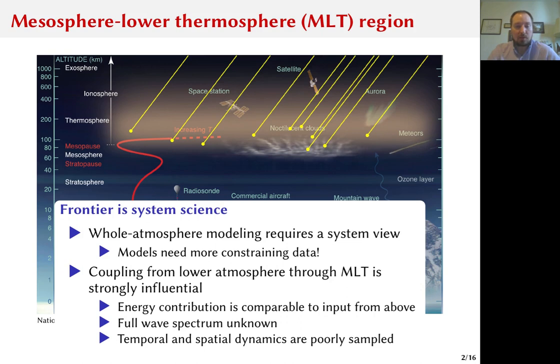We do know that coupling from the lower atmosphere through the MLT to the ionosphere is strongly influential on the ionosphere. The energy contribution is comparable to input from above from the magnetosphere, but the full wave spectrum is unknown, and temporal and spatial dynamics are poorly sampled, so what we badly need is more data.